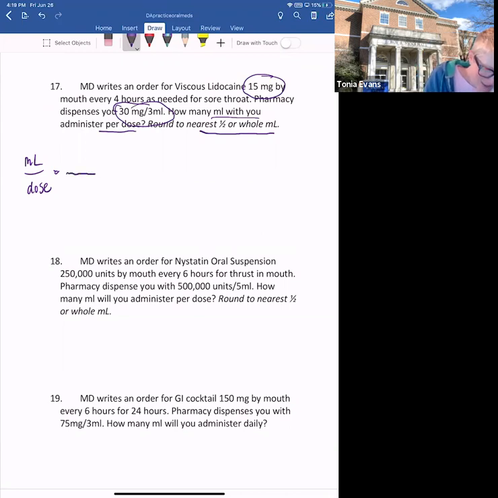Okay, so milliliters per dose is what we're looking for. And what do I know about milliliters? Well, I know that in 3 mLs, we've got 30 milligrams, right? That's our concentration. So I've got my milliliters. I need to get rid of that milligrams. What do I know about milligrams? Well, that is what my dose is written in. I've got 15 milligrams per dose.